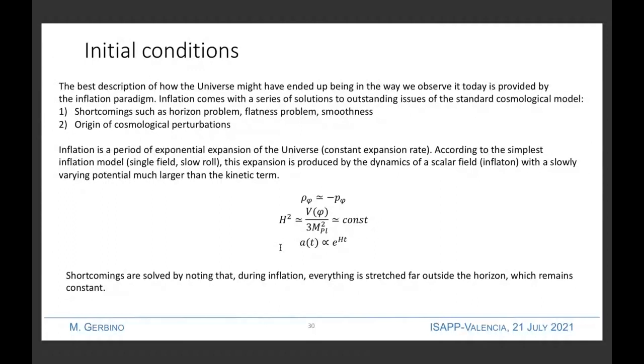So everything that at early times was inside the causal horizon had the possibility to reach the level of smoothness that we observe today, but during inflation was stretched out of the horizon before coming back inside the horizon during the expansion of the universe.